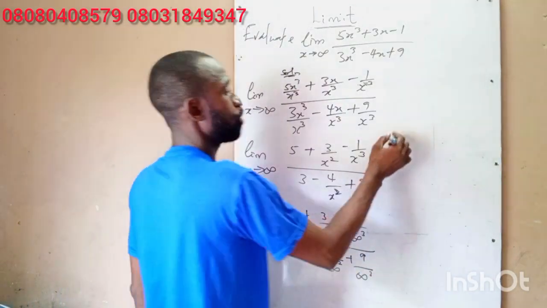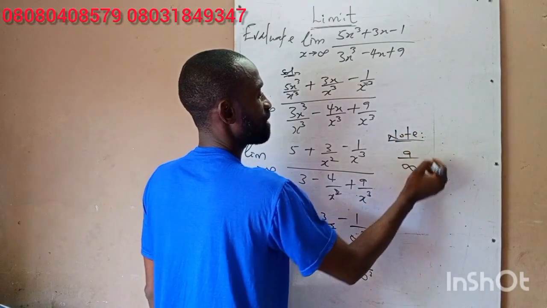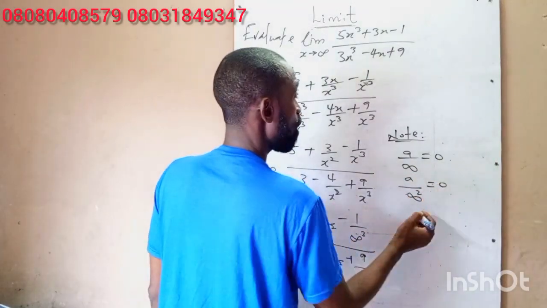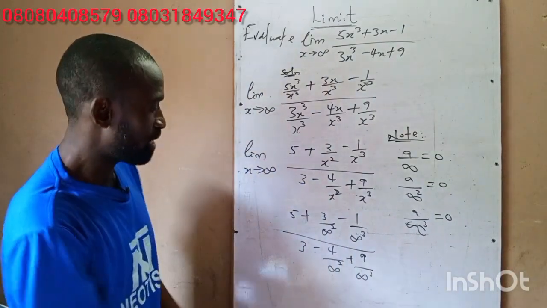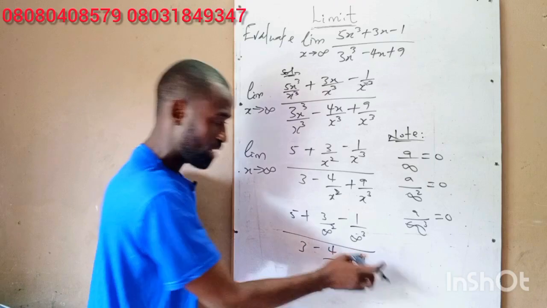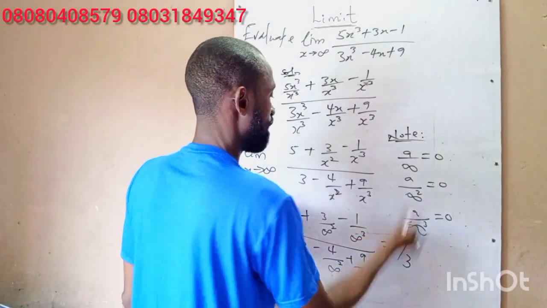Take note. A over infinity gives us 0. Even if you have A over infinity squared, it is 0. A over infinity cubed is 0. Everything will give us 0. So here, 0 is 0 is 0. So our final answer here is 5 all over 3.